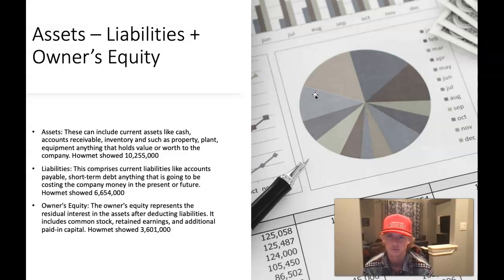And then owner's equity. The owner's equity represents the residual interest, like when people buy stock. That gives them more money to work with, retained earnings, what they hold on to, and then paid-in capital. Helmet showed 3,601,000. So if you add the liabilities and the owner's equity, you get the assets, which was 10,255,000.